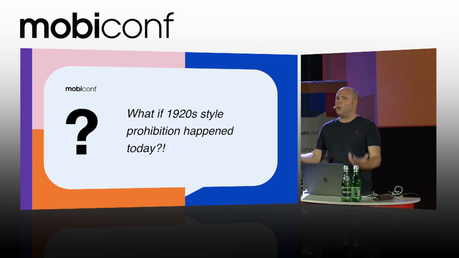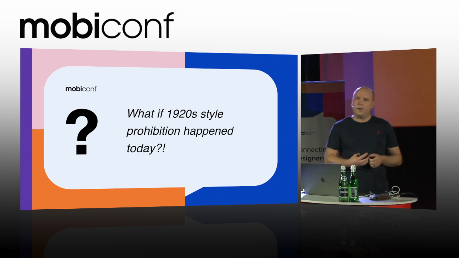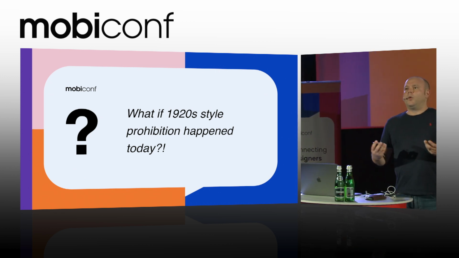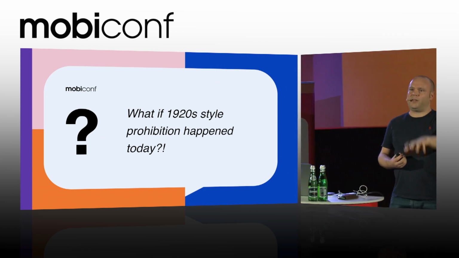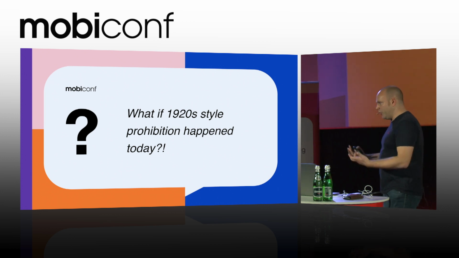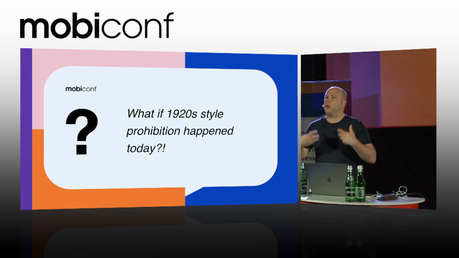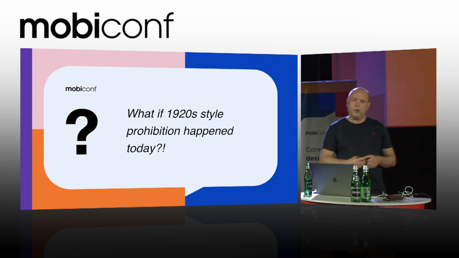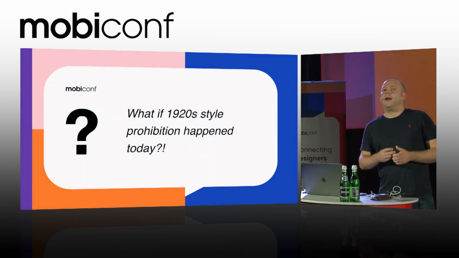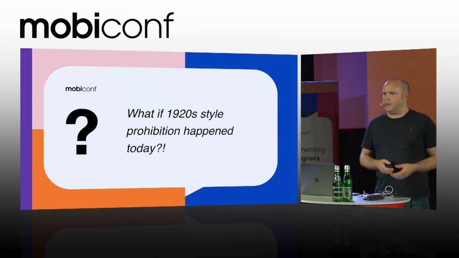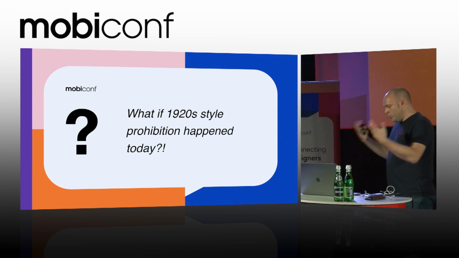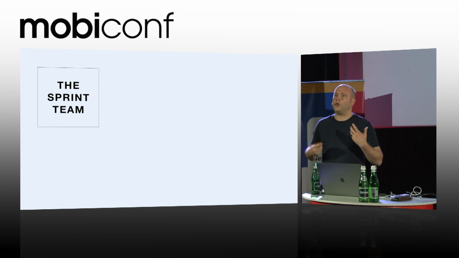So I thought, to explore the idea of design sprints, what if we considered what would happen if 1920s prohibition came about today? With all of our modern technology, our modern practices, our modern cultures and ways of thinking about things, would Arnold Rothstein and his band of cronies do anything different to what they did back in the 1920s? So to start to explore this idea, of course, we need our team.